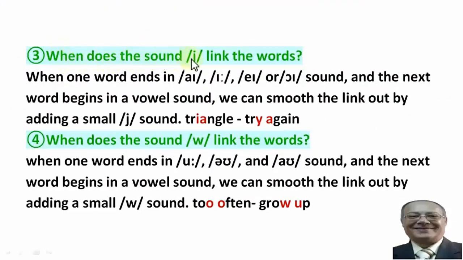When does the sound Y link the words? When one word ends in an I, E, A, or OY sound, and the next word begins in a vowel sound. We can smooth the link out by adding a small Y sound. Triangle and try again. When does the sound W link the words? When one word ends in OO, OW, and OW sound, and the next word begins in a vowel sound. We can smooth the link out by adding a small W sound. Too often, grow up.